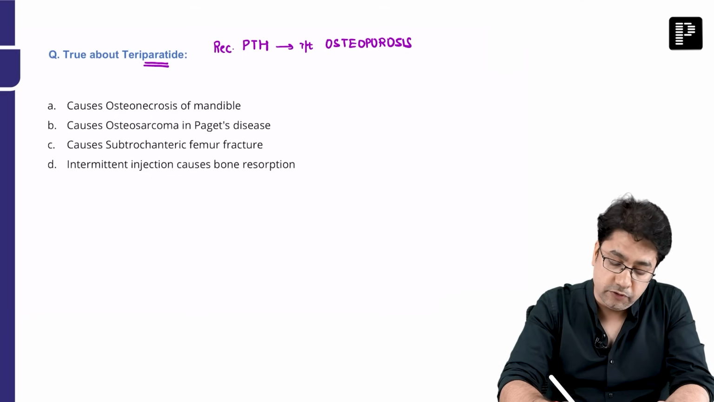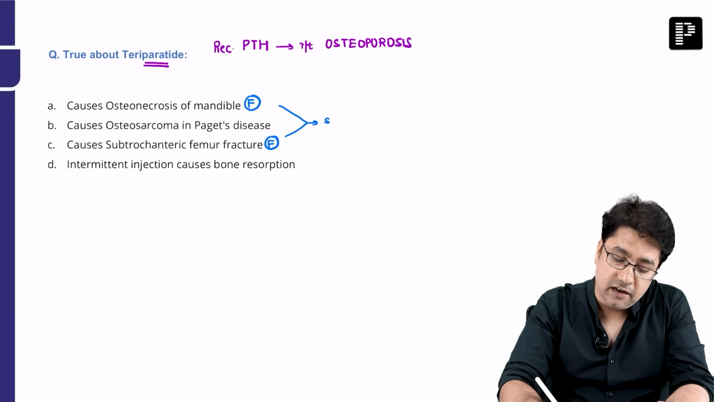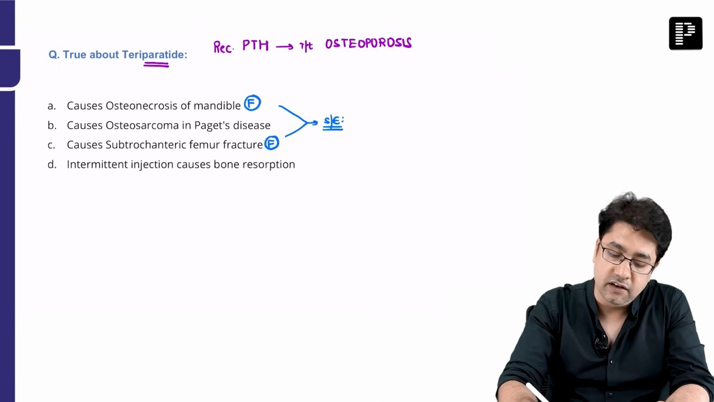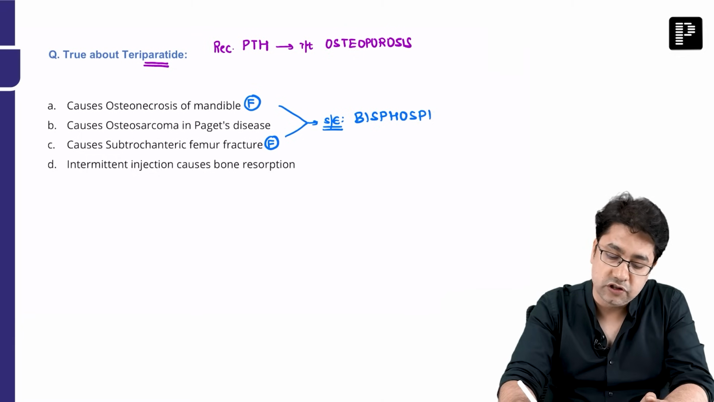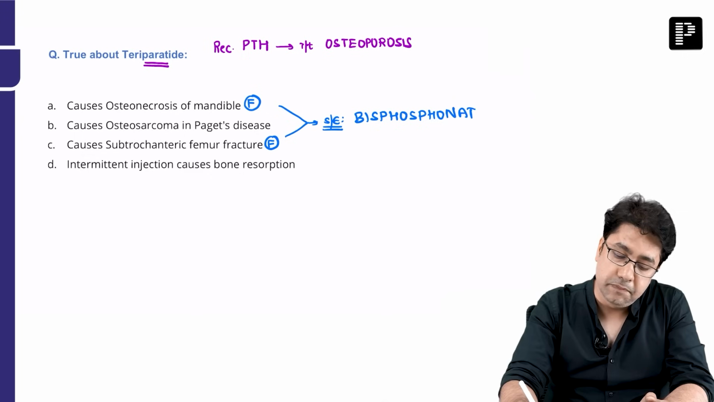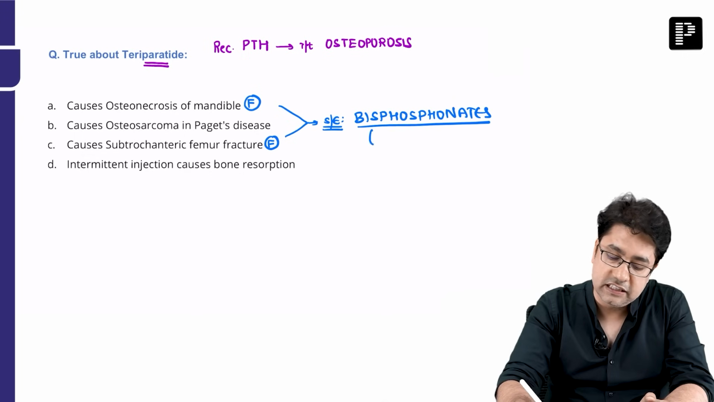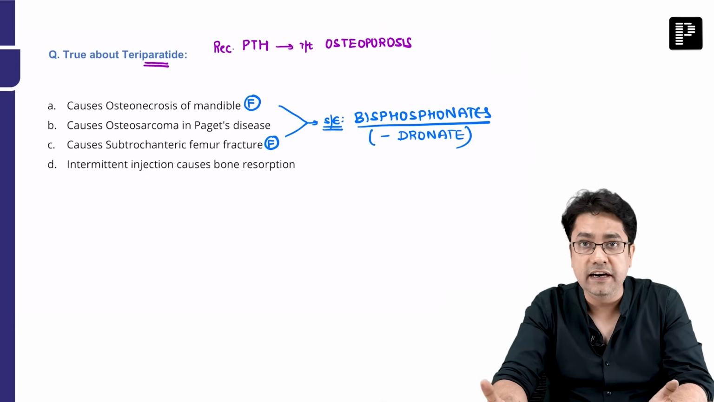Teriparatide causes osteonecrosis of mandible, false. It causes subtrochanteric femur fracture, false. Now A and C are the side effects of a different class of drug, which is the drug of choice for osteoporosis: bisphosphonates. Bisphosphonates are the drugs which end with the word dronate, like alendronate, risedronate, pamidronate, zoledronate, you have heard.